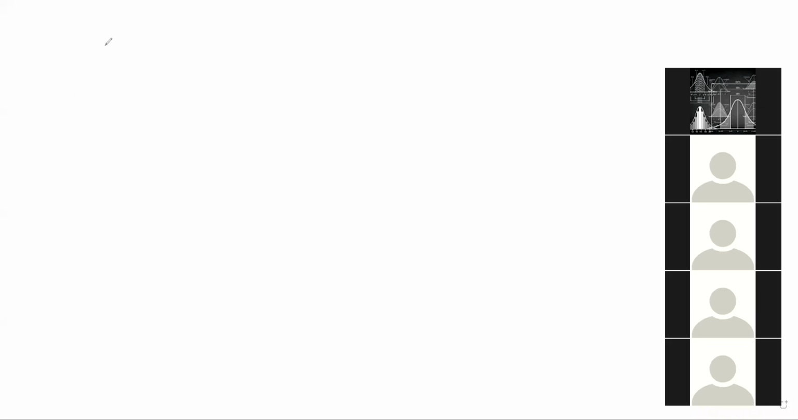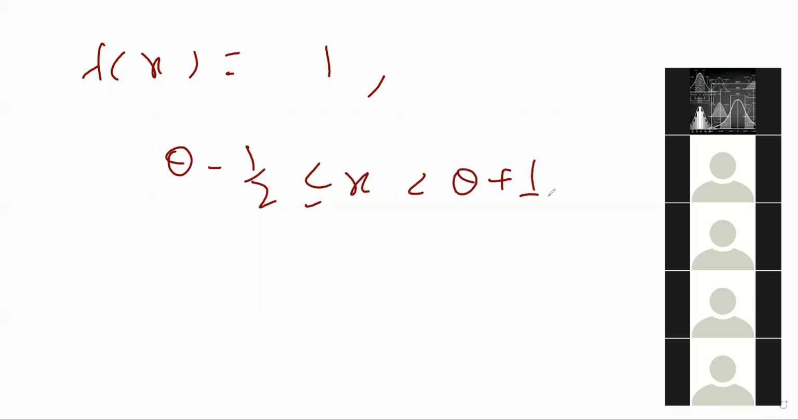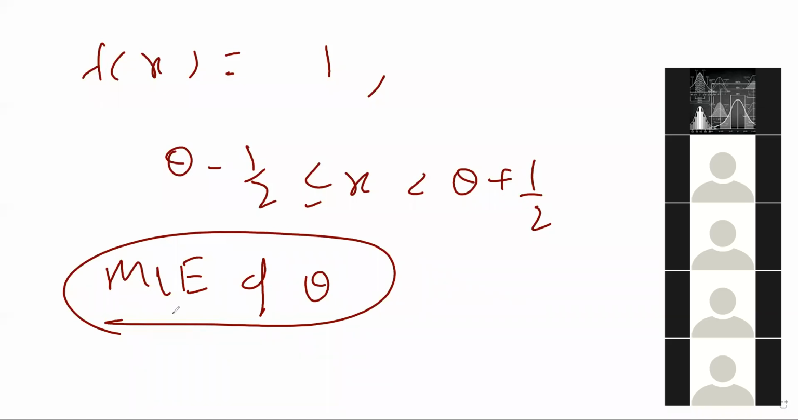Let me give you one more question. f of x is equal to 1, for x from theta minus half to theta plus half. MLE of theta, same question as the previous one. Is anybody able to solve it? Can we apply L and log here? We can differentiate log L with respect to theta and put it equal to 0. Is that right? Order statistics will work? Okay, the same thing will be applied here also.